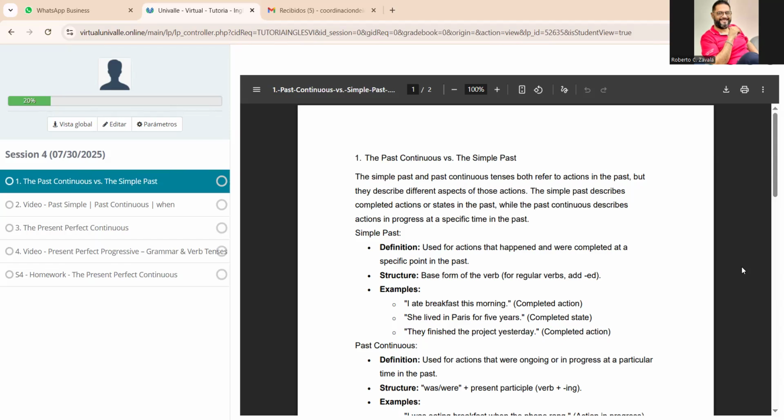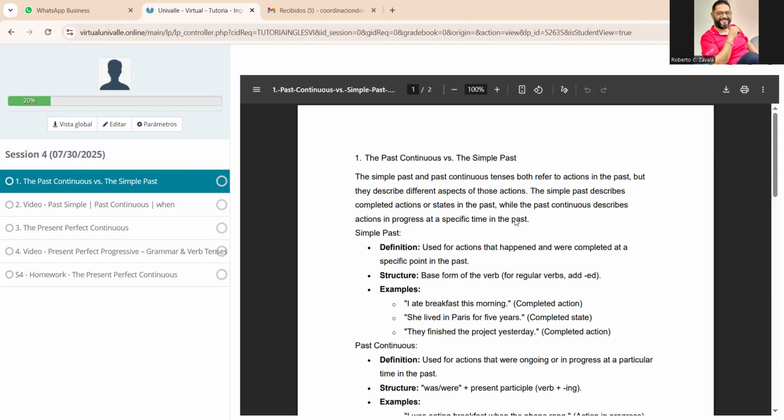She lived in Paris for 5 years. Completed state. She doesn't live in Paris anymore. They finished the project yesterday. It's a completed action. So we have completed, completed, completed.